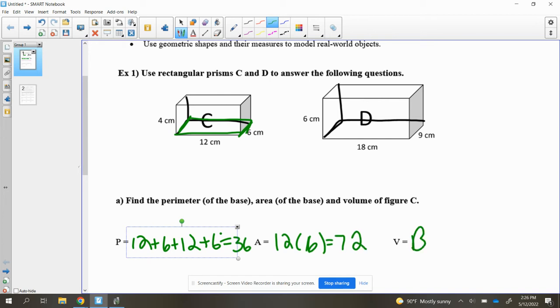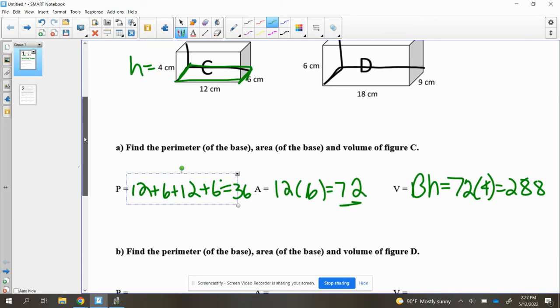And then our volume is found by taking the area of the base times the height of the prism. Height of the prism is 4. Area of the base we just said was 72. 72 times 4 is 288 cubic centimeters.